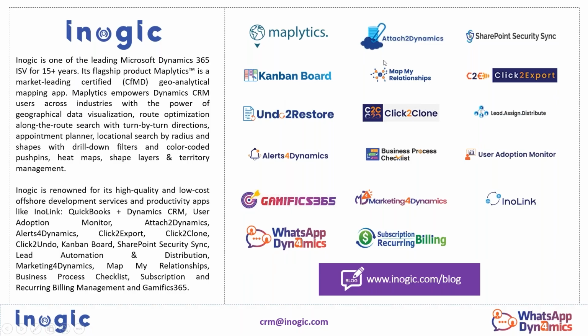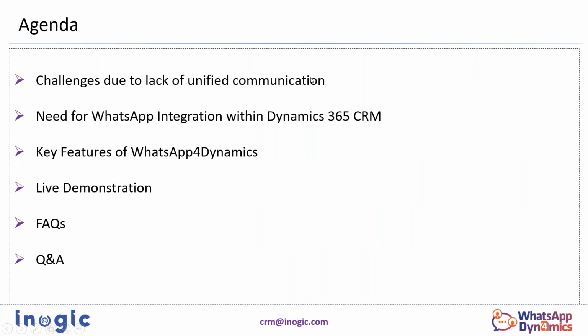Now we'll see our agenda. What are the challenges due to lack of unified communication that we need to check? Then why exactly do we need a WhatsApp integration in Dynamics CRM? Then for sure we need to check what the features of WhatsApp for Dynamics are. And for sure, I'll give you a live demonstration of our product. Once everything is done, last but not the least, we can have a Q&A session.